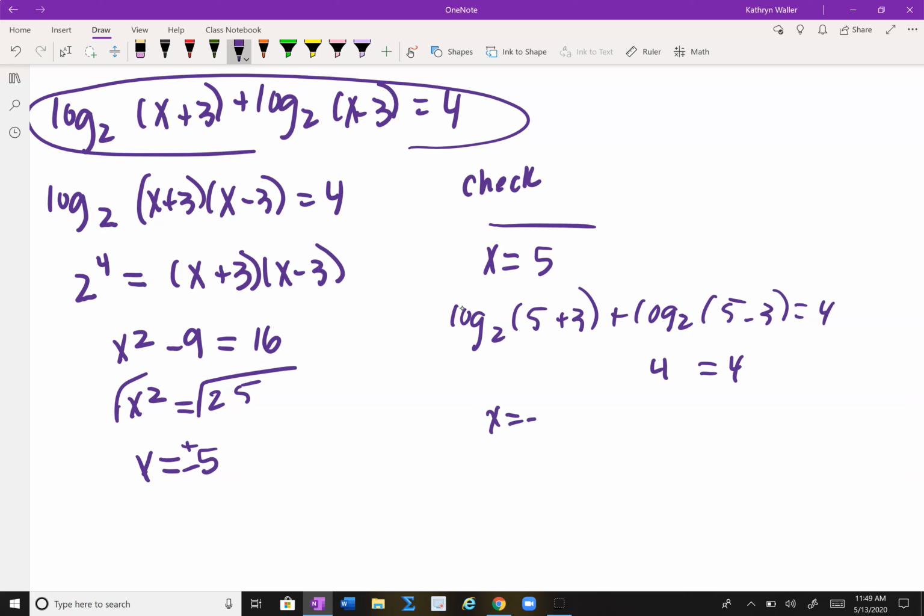Now I'm going to go x equals negative 5. You have to show a nice check from the original problem. Lots of people are not doing that. So it looks like that.